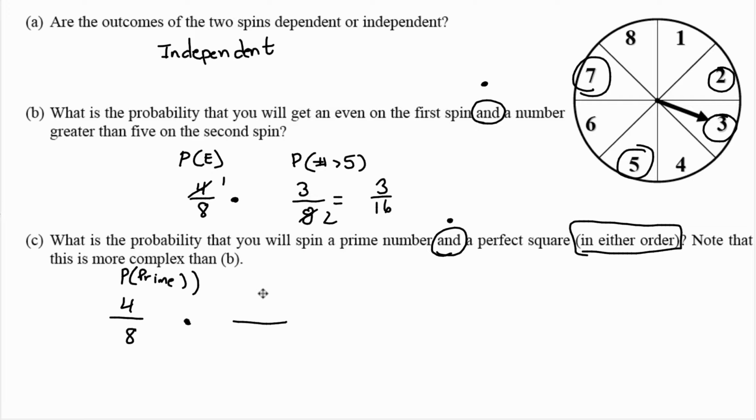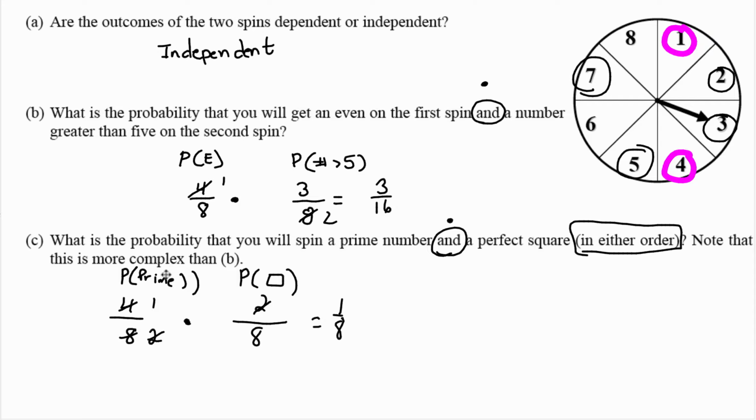And the probability that it's a perfect square. Well, the probability that it's a perfect square is 1, 2. 2 perfect squares out of 8. Once again, I'm going to do a little math right here, and I get 1/8.